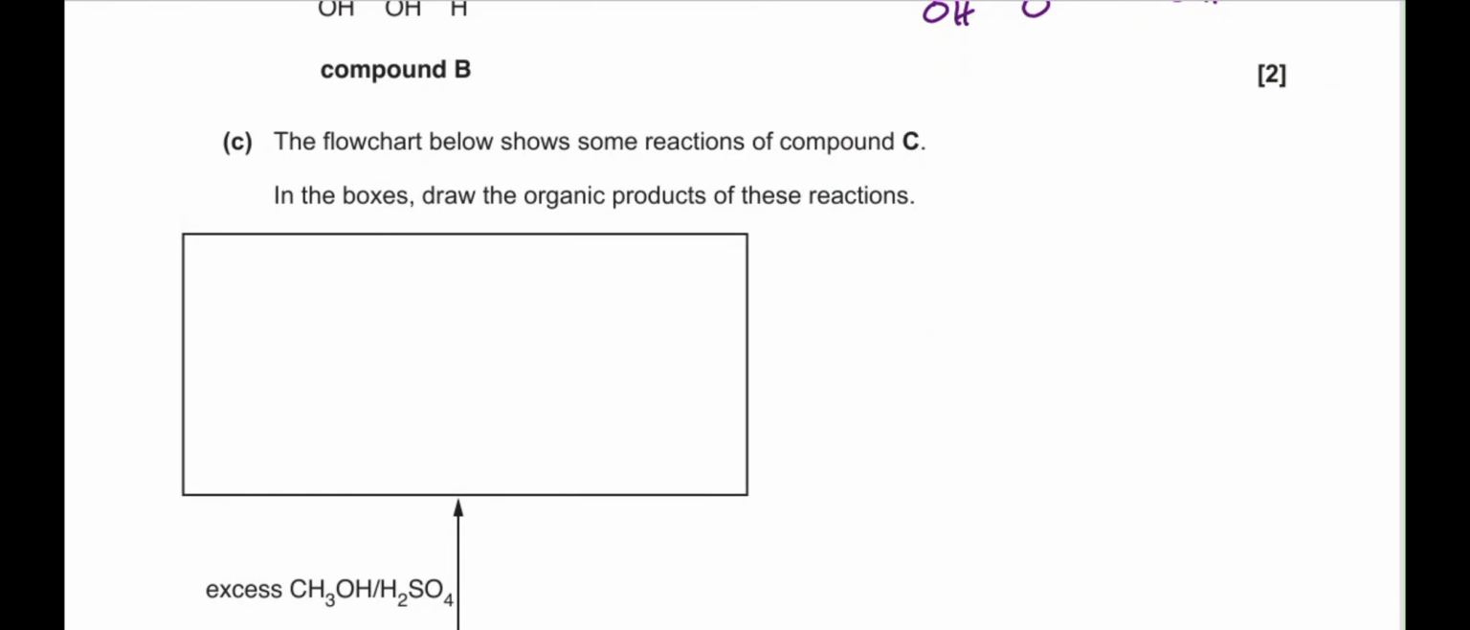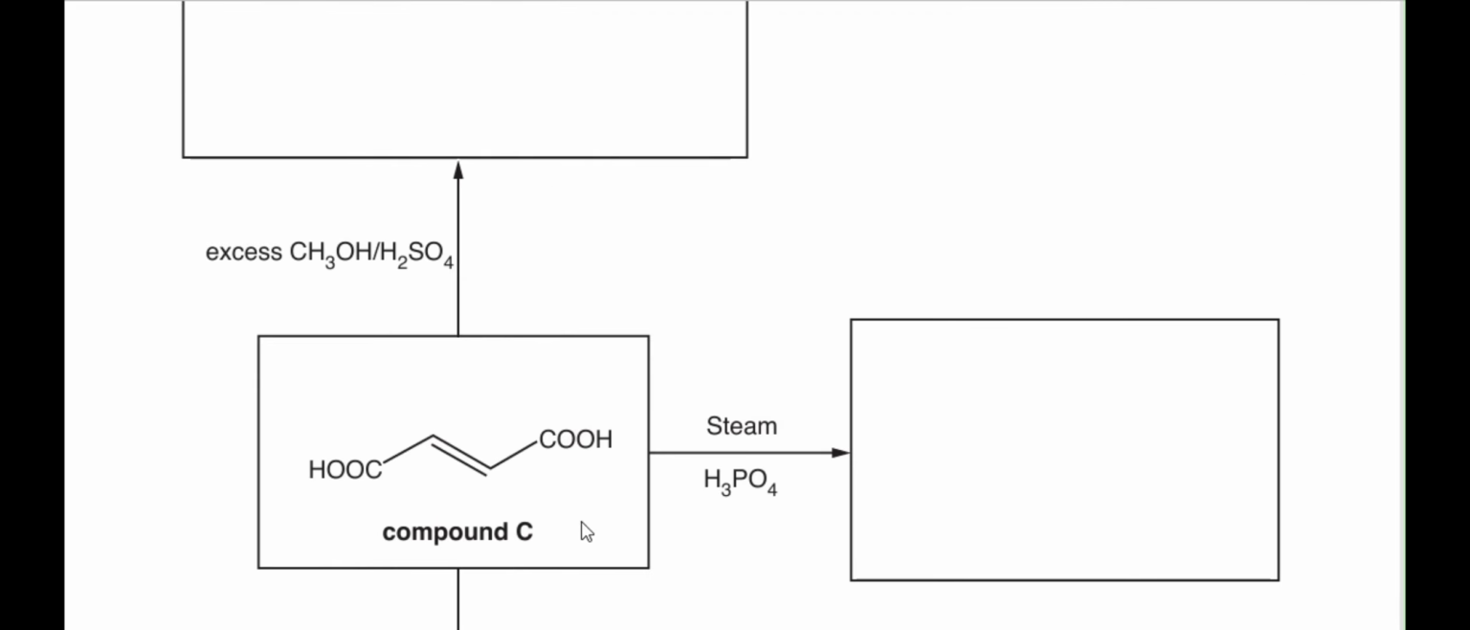Part C. The flowchart below shows some reactions of compound C. In the boxes, draw the organic products of these reactions. Here, compound C is a dicarboxylic acid and it is reacting with excess alcohol and sulfuric acid. Therefore, it will form ester groups on both sides. So we can draw COOCH3 here and COOCH3 here too.